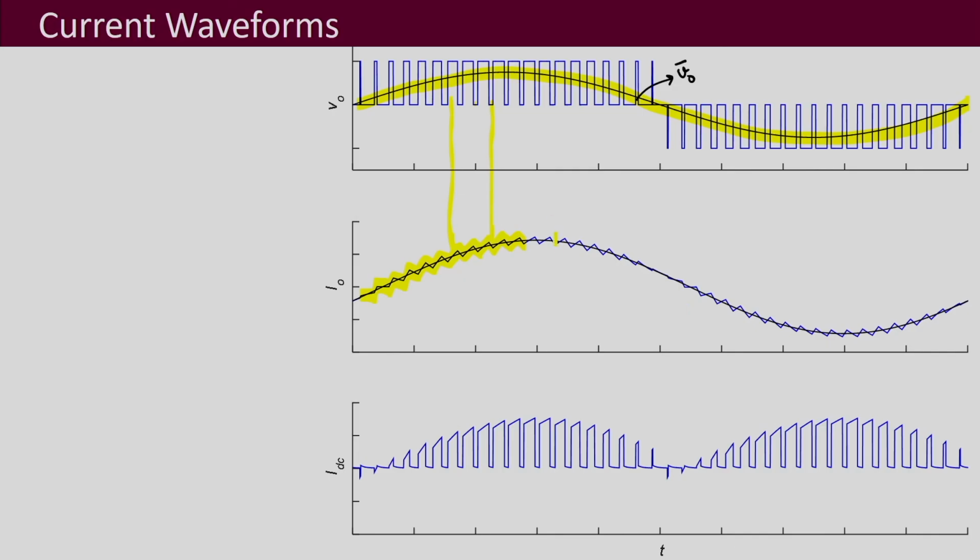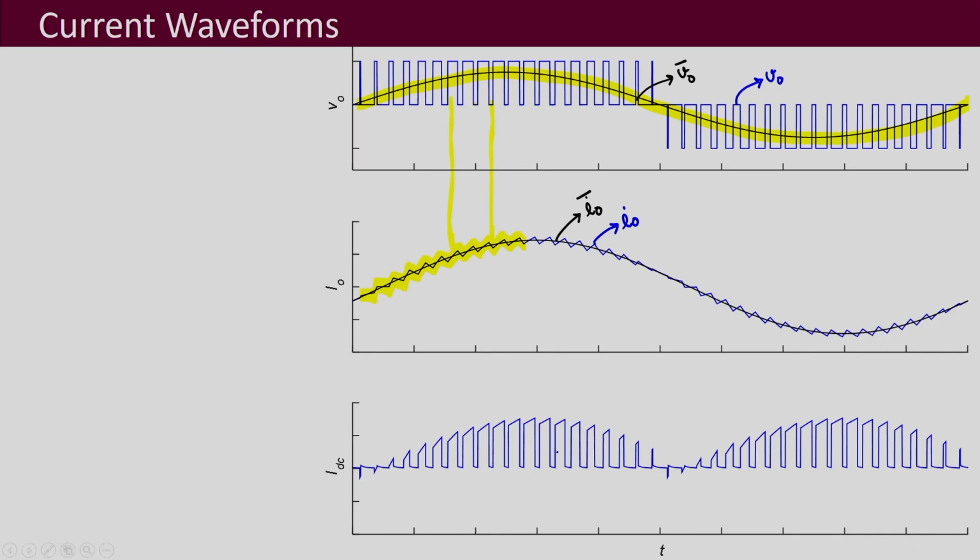When you take the average of this rippled waveform, this black one is your IO bar, the averaged one. And the blue one is your IO, which is what you will be seeing on the oscilloscope. Here also the blue waveform is the actual waveform that you will be seeing on the oscilloscope, and that is your instantaneous voltage waveform VO.